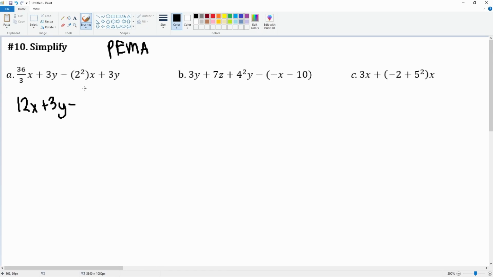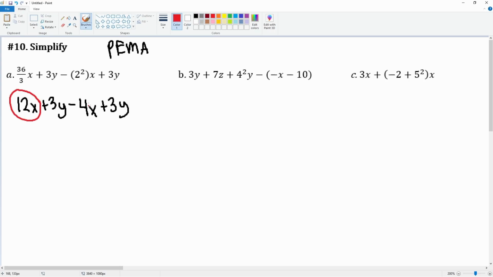2 squared is 2 times 2. That becomes the number 4. Bring down the x, bring down the plus y. Okay, so there I did the division and then I did the exponents here. Right, now I can start combining some like terms.